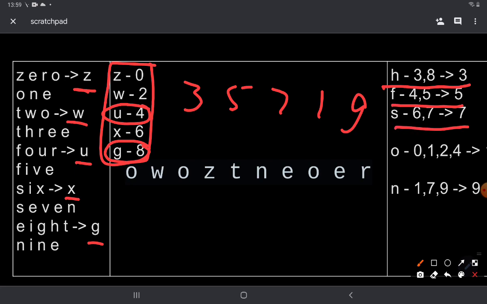So 3, 5, 7. Now if you look at O's, O's are present in 0, 1, 2 and 4, but we have already identified 2 and 4, and we also identified 0 over here. So what remains is 1. So if we have any O's present in the input string, then they would definitely map to 1. So this way we can find out 1s as well, and what remains after all these is the single digit 9. So anything which is remaining maps to 9.